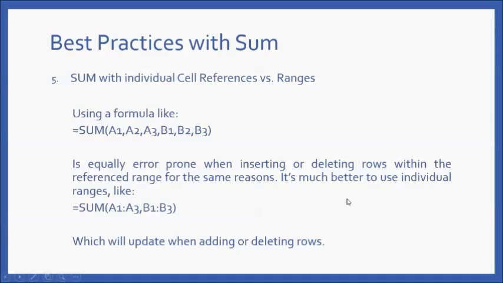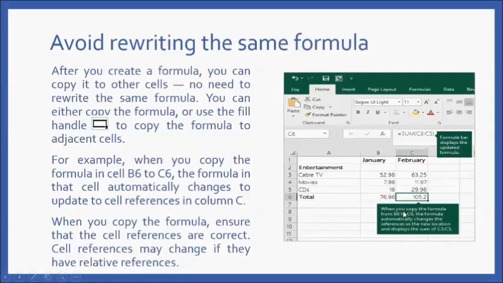So, SUM with individual cell references versus ranges. Using a formula like equal SUM, open and close parentheses, A1, A2, A3, B1, B2, B3 is equally error prone when inserting or deleting rows within the reference range for the same reasons. It's much better to use ranges like equal SUM, A1 to A3, and B1 to B3, which will update when adding or deleting rows.